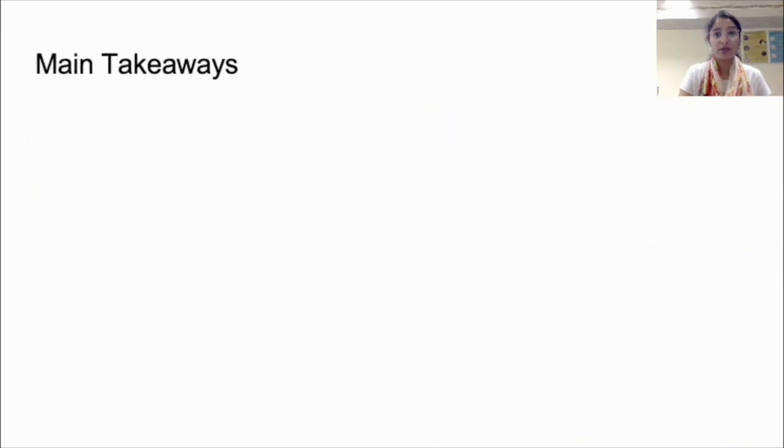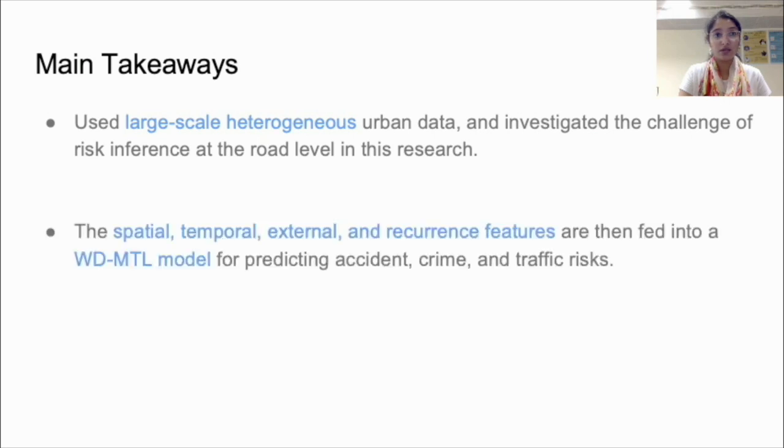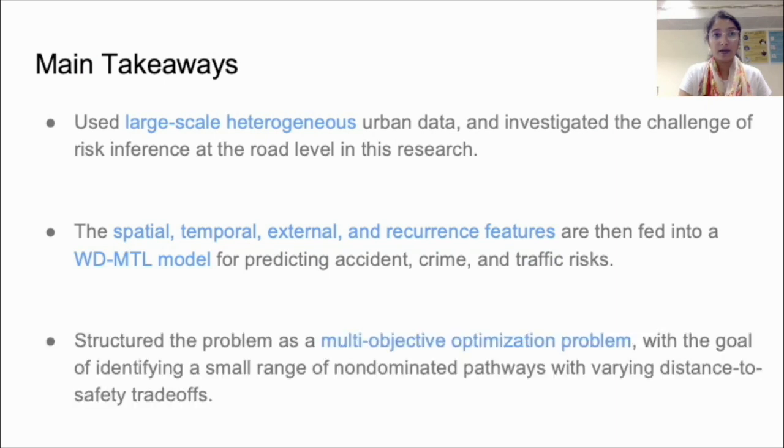The main takeaways from this presentation are that we have used large scale heterogeneous urban data and investigated the challenge of risk inference at the road level in this research. Next, we have considered the spatial, temporal, external, and recurrence features that are fed into a wide and deep multitask learning model for predicting crime, accident, and traffic risks. And we structure the problem as a multi-objective optimization problem, and we identify a small range of non-dominated paths with varying safety trade-offs.